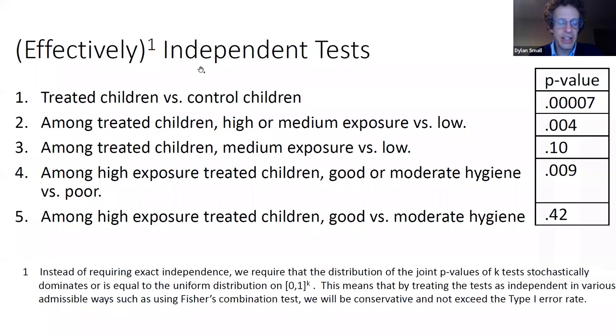So we have these five effectively independent tests. The first is just comparing the treated children whose father worked in a battery factory to the control children. The second is, among the treated children, comparing high or medium exposure to the lead in the factory versus low. And then, among the treated children, comparing the medium exposure to the low. Then among the high exposure treated children, comparing the good or moderate hygiene versus poor hygiene. And then among the high exposure treated children, comparing good versus moderate hygiene.